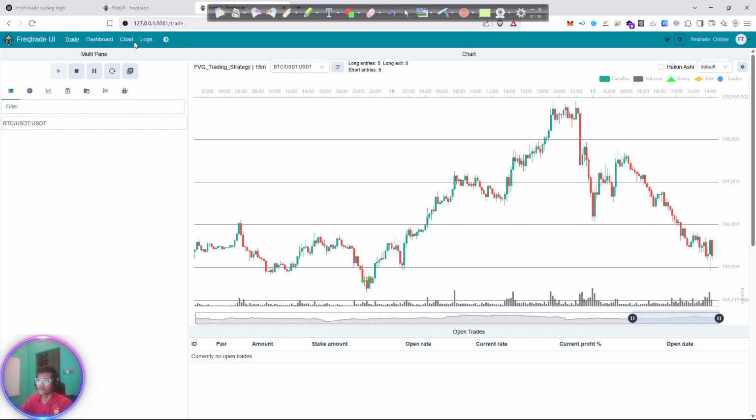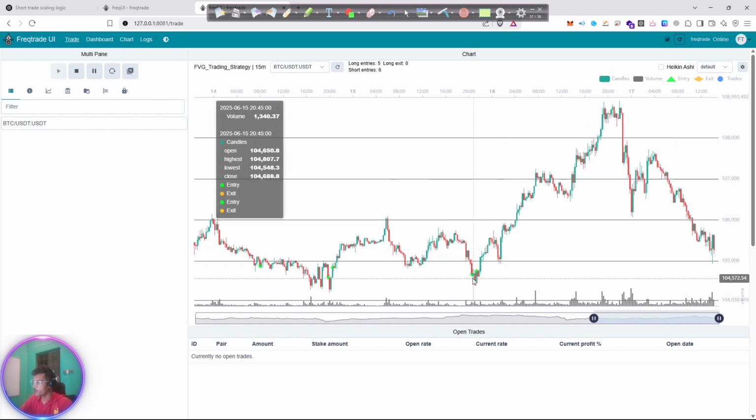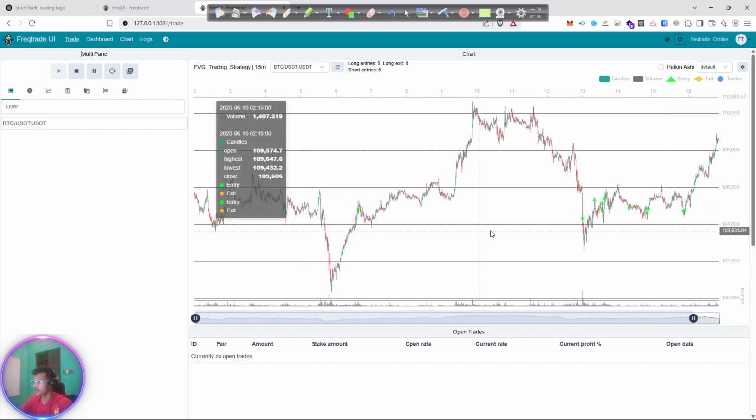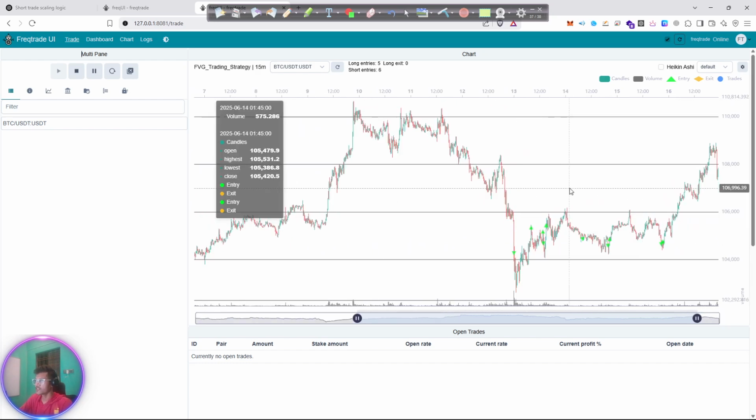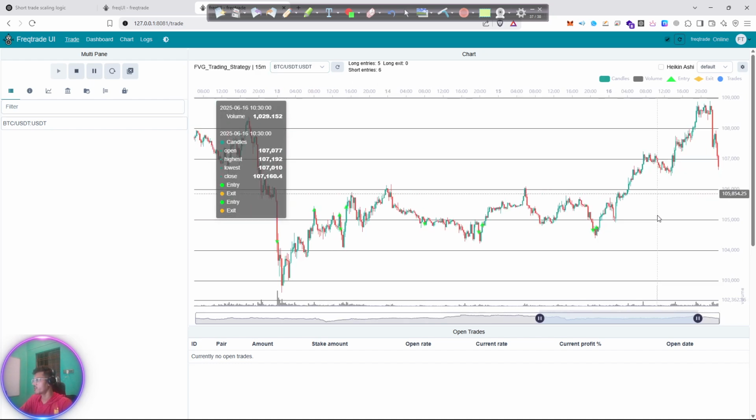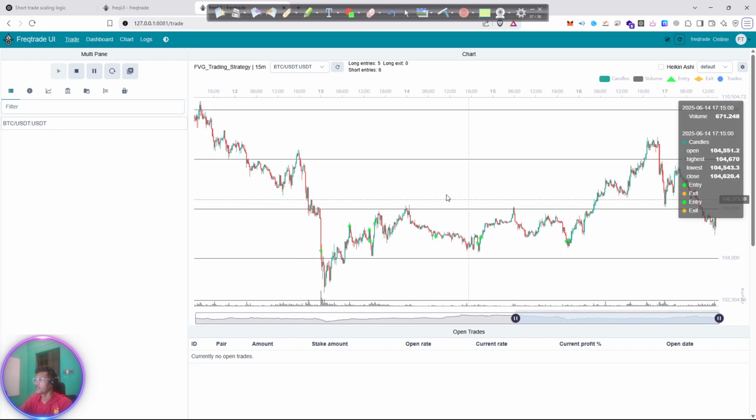So we can see a couple of trades here. You know, yeah. So this is on Bitcoin. Do they have Ethereum now? We can also run on Ethereum as well.